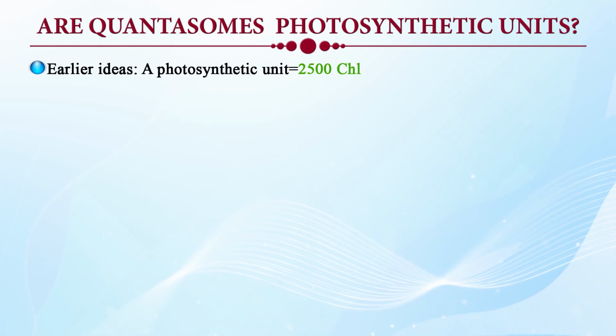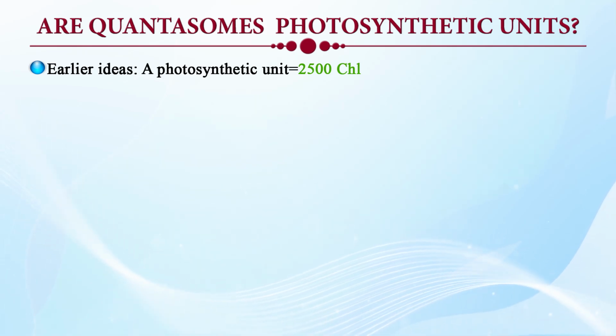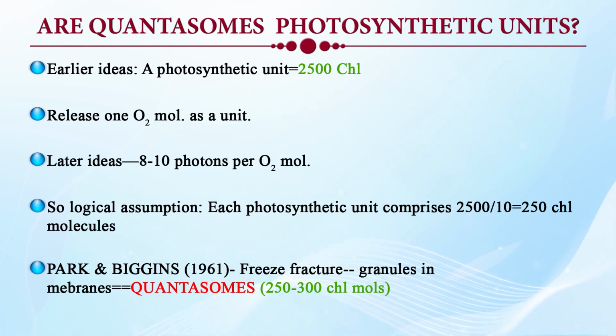So, the earlier idea was that 2500 chlorophyll molecules together act as a single unit, and they are responsible for releasing one molecule of oxygen. People like Park and Biggins even saw certain particles in the grana membrane by their freeze fracture studies, and these granules were seen to be composed of about 250 to 300 chlorophyll molecules.